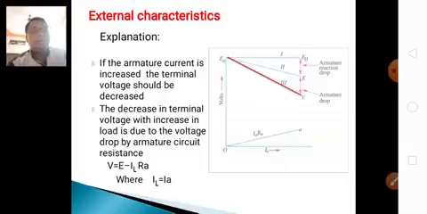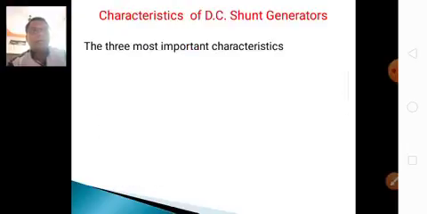Actually it is IA RA, but these characteristics are drawn against the load current. So that is V equals EG minus IL RA, where IL equals IA in a separately excited DC machine.